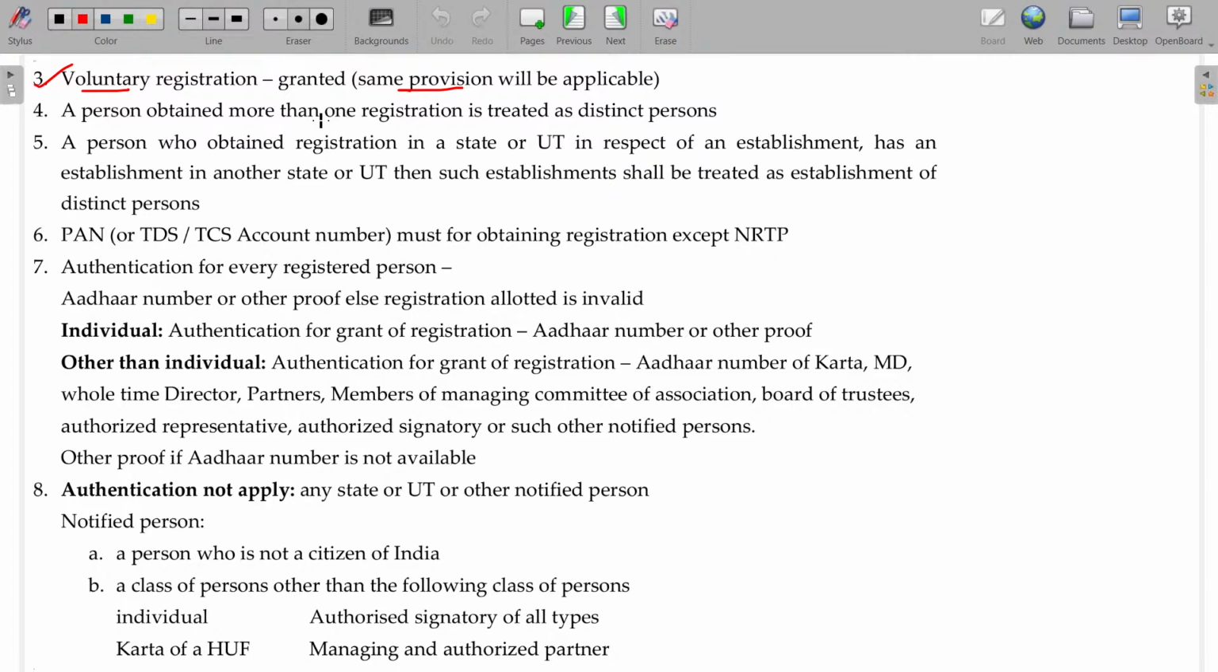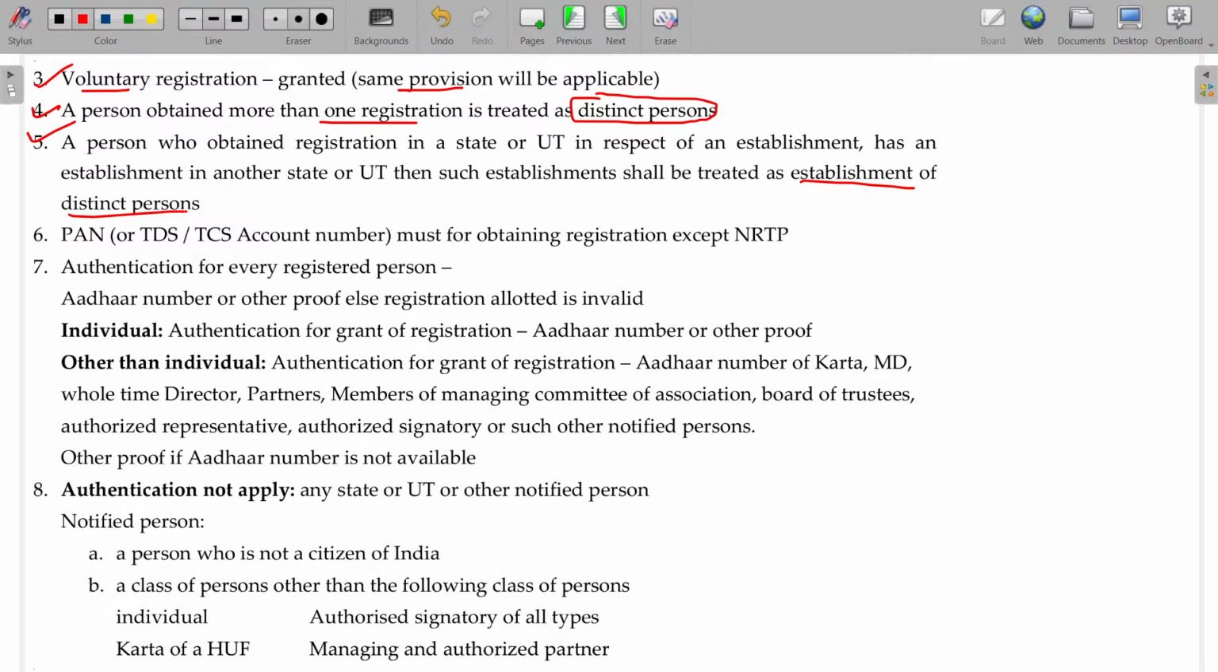A person who obtains more than one registration is treated as distinct persons. Already I explained, what is that? Distinct persons and establishments of distinct persons. While transferring from one state to another state between related persons, distinct persons are establishments of distinct persons. That is defined under Section 25. So this is all about Section 25.